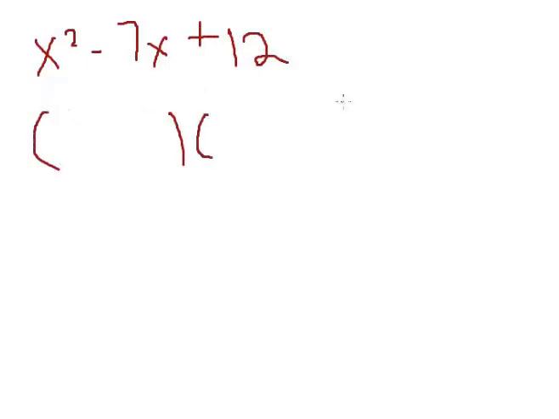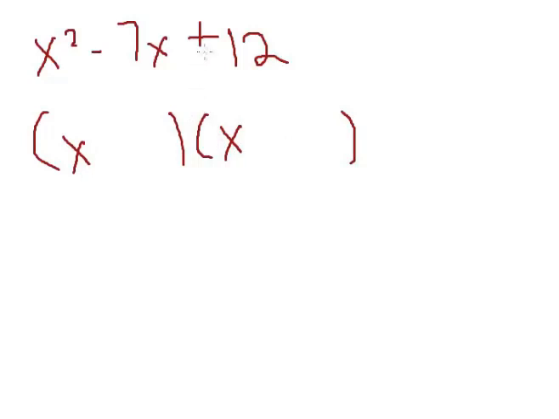Now let's try one where we have slightly different signs. Let's try a trinomial like this. Let's try x squared minus 7x plus 12. Well, here we start the same way. If we're going to factor this into two monomials, we'll factor it like this. Again, the x and the x are the only things that are going to multiply up to x squared.